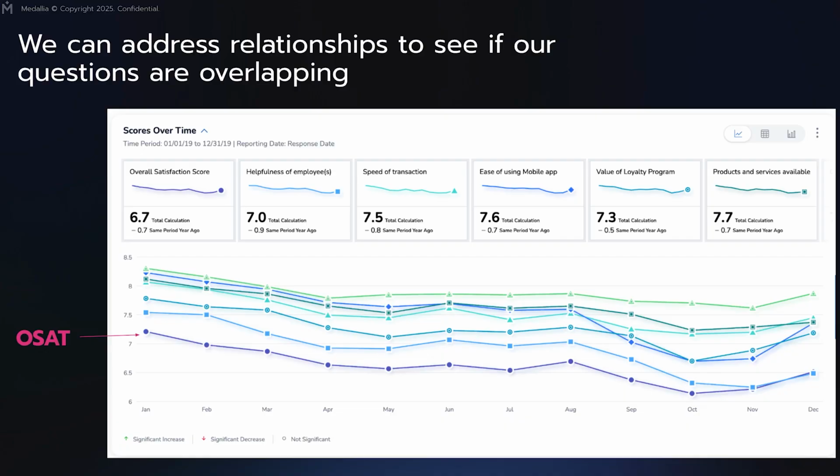More importantly, however, OSAT is at the bottom. Why is OSAT so low if everything else is so much higher? We dig into this and we find out that the reason OSAT is lower is because we forgot to ask an important question. We missed a signal. That's why it was lower. There was a known unknown, and this allowed us to find it.